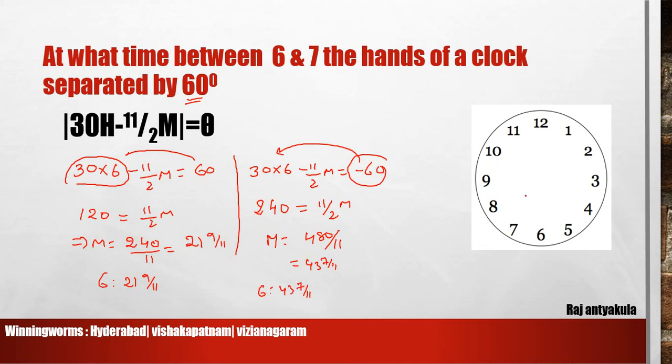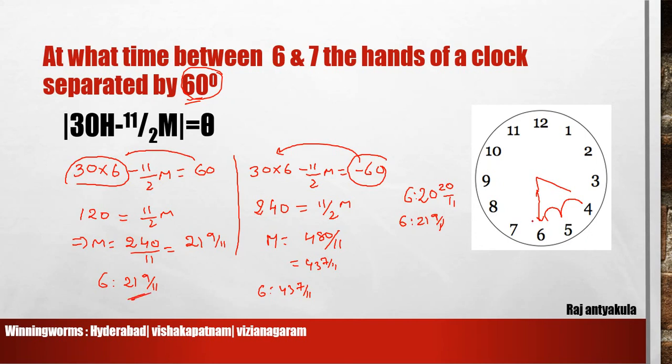Now in this method we have to get it by the visualization method, the simple way. At 6, our hour hand will be at 6. What is the angle we require? 60 degrees. It means 30 degrees, another 30, so 60. It means the time should be 6:20. So simply 6:20, write down 20 by 11. 20 by 11 can be written as 1 9 by 11. So 1 plus 20, 21. So 6:21 9 by 11. So that is what we got here.